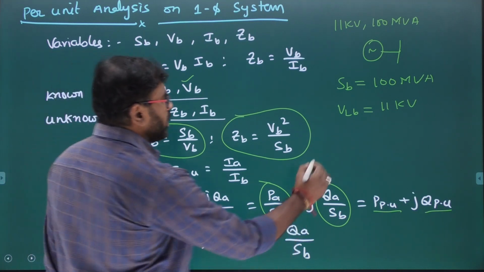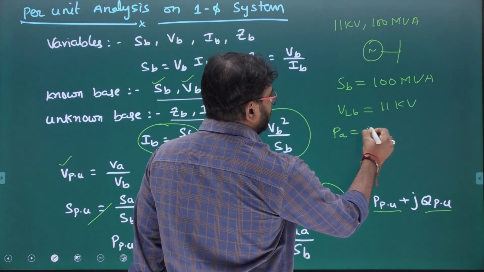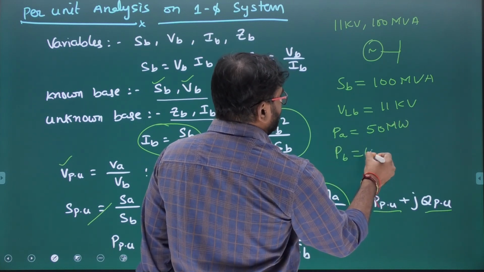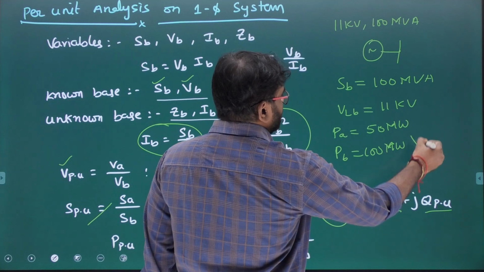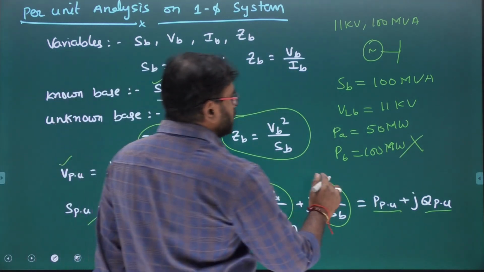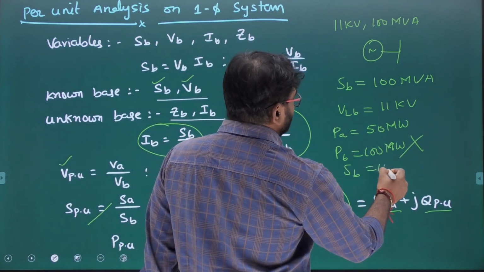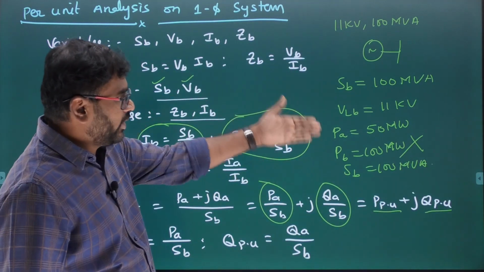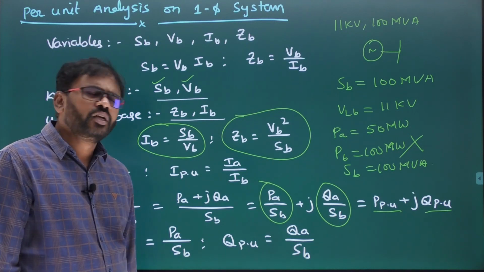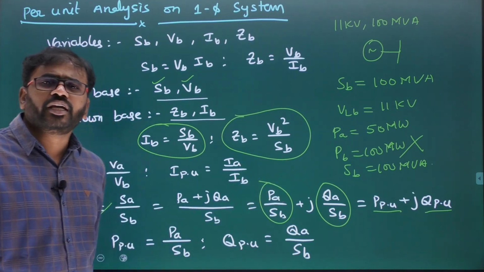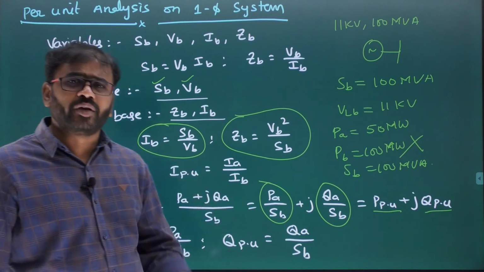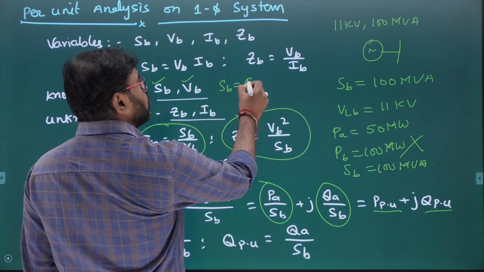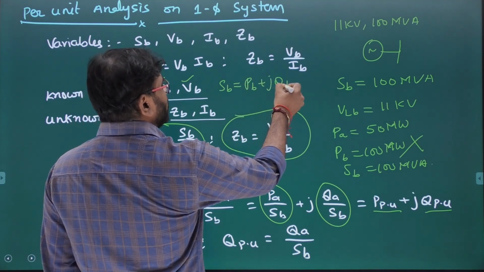For example, P actual is, let's say, 50 megawatt. I can't say P base is some 100 megawatt. This is not valid. Only S base is valid. For example, S base is 100 MVA. Now what is P per unit? 50 by 100, that is 0.5 per unit. So the point is clear. There is no concept of P base and Q base, because when you write P base and Q base, mathematically you need to write P base plus j times the Q base. Correct or not?